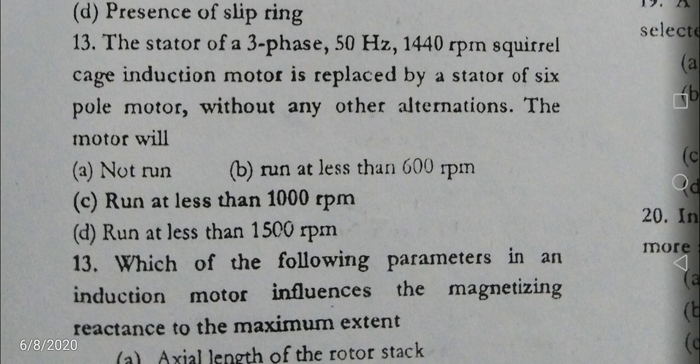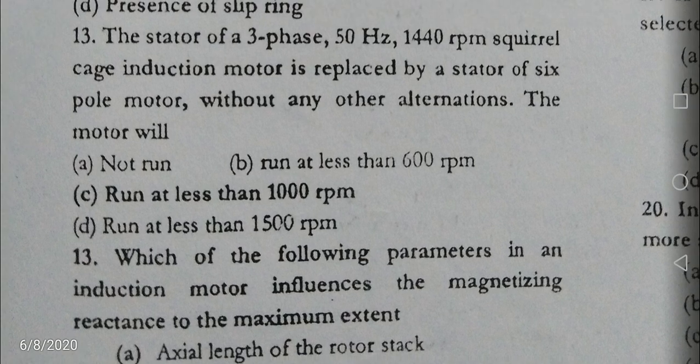So option A does not run, option B runs at less than 600 rpm, option C runs at less than 1000 rpm. Option C is the correct one, and D runs at less than 1500 rpm, but 1500 rpm is not correct here because it is a 6 pole machine.